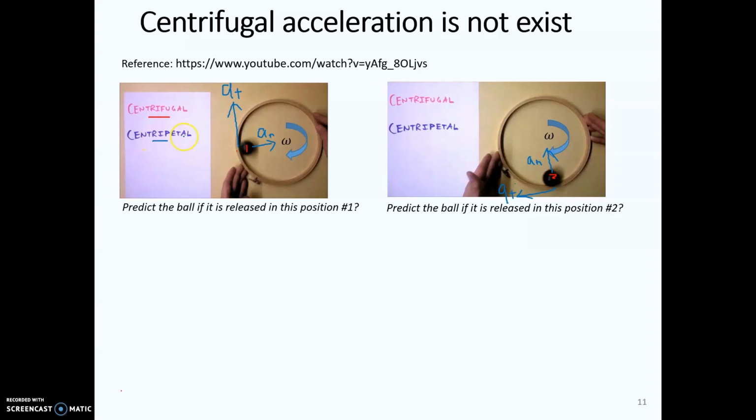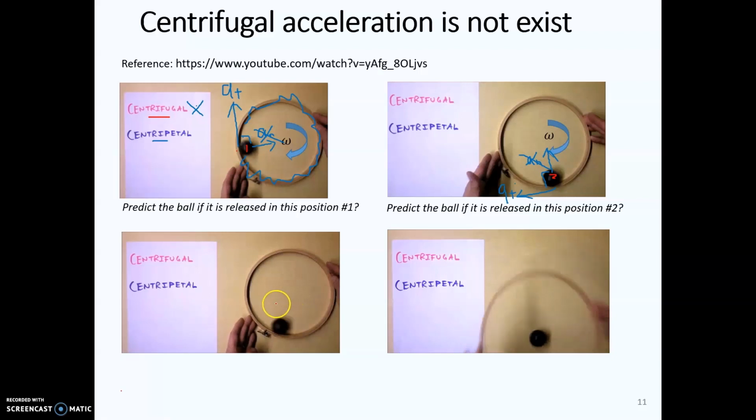On the other hand, centripetal acceleration is the acceleration AN, which is pointing toward the center in these two cases. And you have the tangential acceleration, which is 90 degrees to the centripetal acceleration. When you release the ball, you remove this casing. In this case, the centripetal acceleration will be equal to 0. Then the remaining acceleration is the tangential acceleration. So if the centrifugal force does not exist, then the ball will move in the tangential direction after you release it. Watch the video and check which one is true.